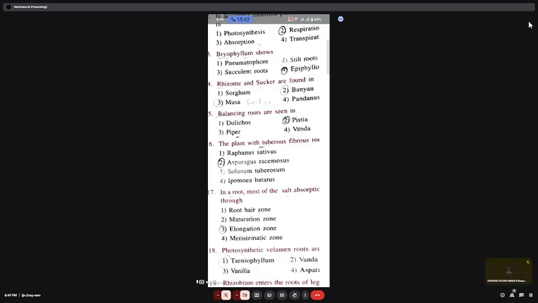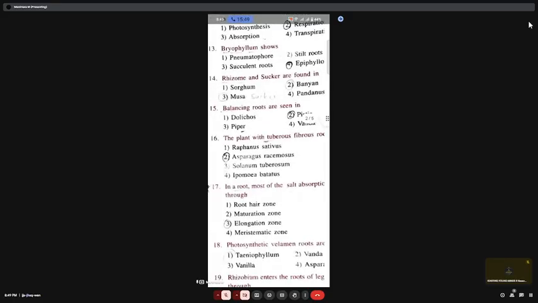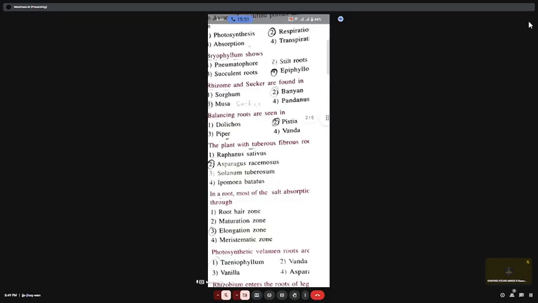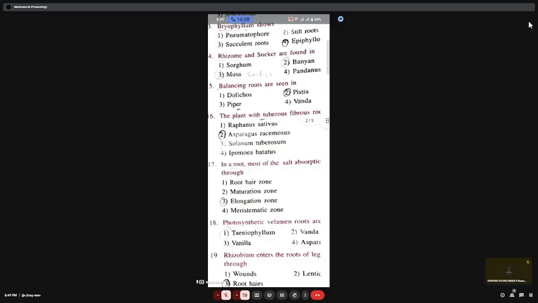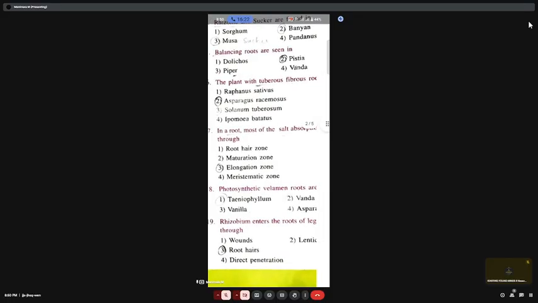Next, balancing roots are seen in Pistia. Make a note. The plant with the tuberous fibrous root is Asparagus racemosus. And in a root, most of the salt absorption is through the elongation zone. Okay, the photosynthetic velamen roots are... it's not in your concept, but you want to know.